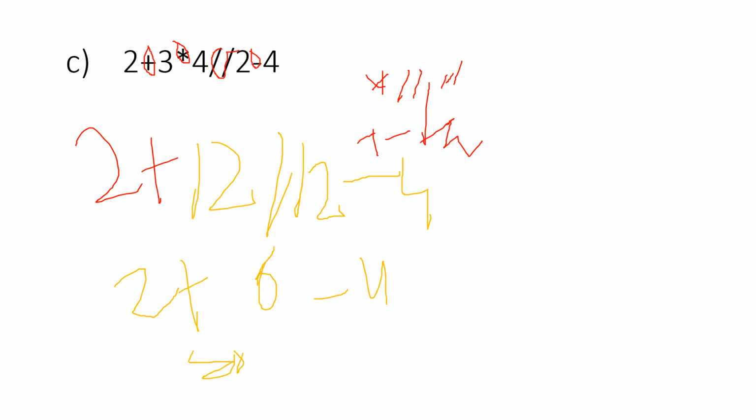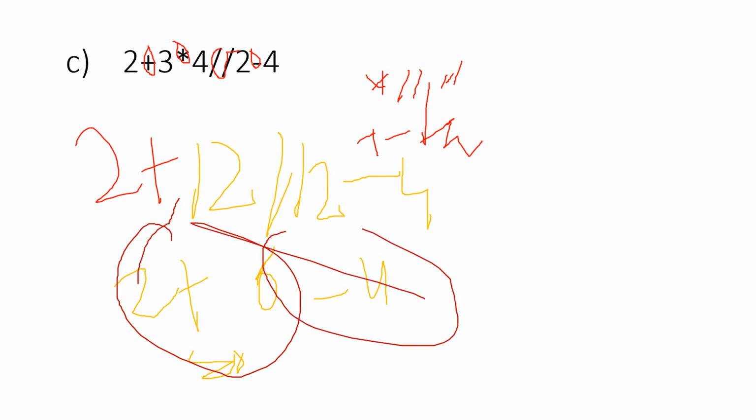Now let me tell you one thing. 2 plus 6 and minus 4, you can either evaluate this or this. There is a confusion between them. No, no, no. What I have told you, plus and minus have the same priority. It means that we have to follow the associative rule. It means we are going to solve left to right, from here to here.